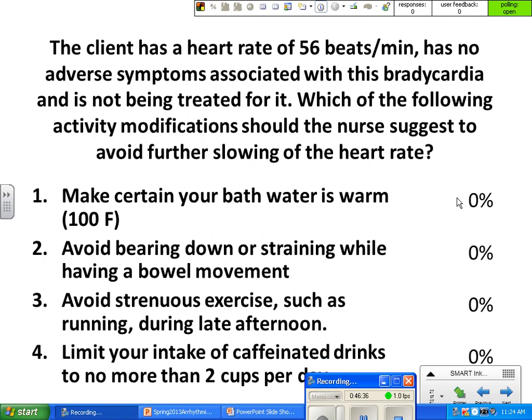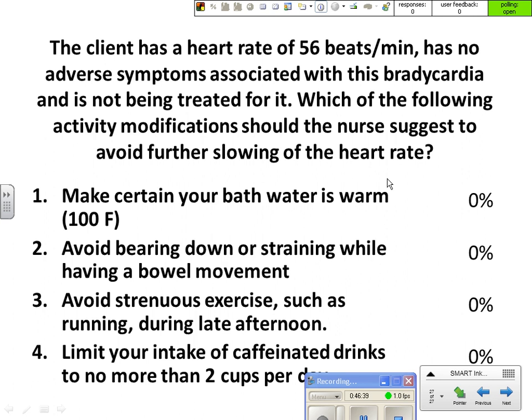The patient has a heart rate of 56, has no adverse symptoms associated with the bradycardia, and is not being treated for it. Which of the following activity modifications should you suggest to avoid further slowing of the heart rate? Make sure your bath water is warm, avoid bearing down or straining while having a BM, avoid strenuous exercise such as running during late afternoon, limit your intake of caffeinated drinks to no more than 2 cups per day.